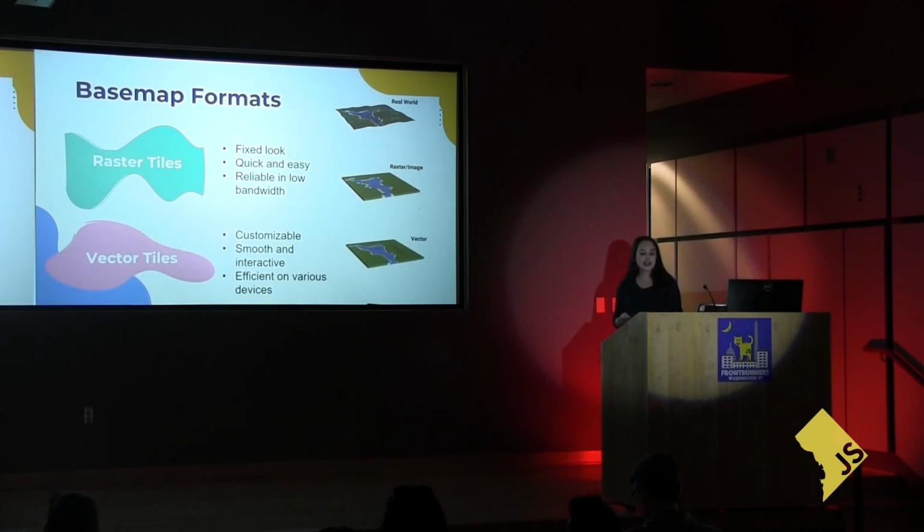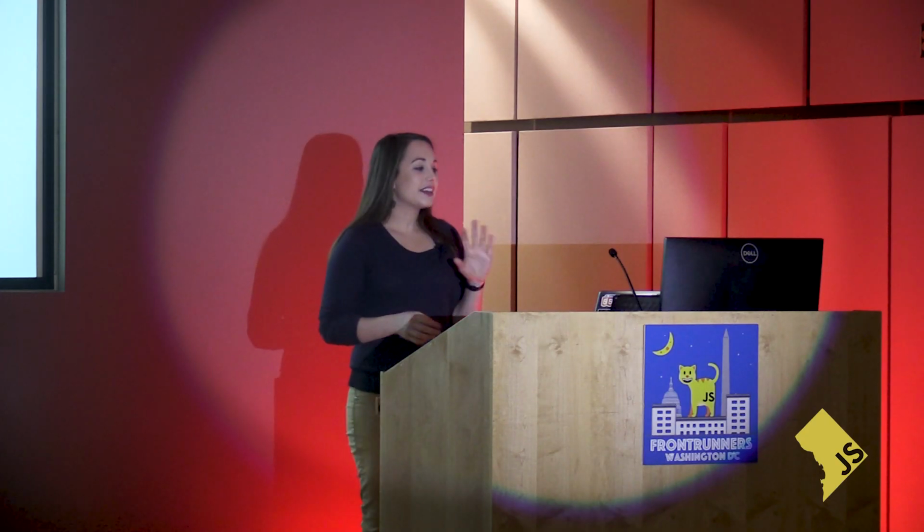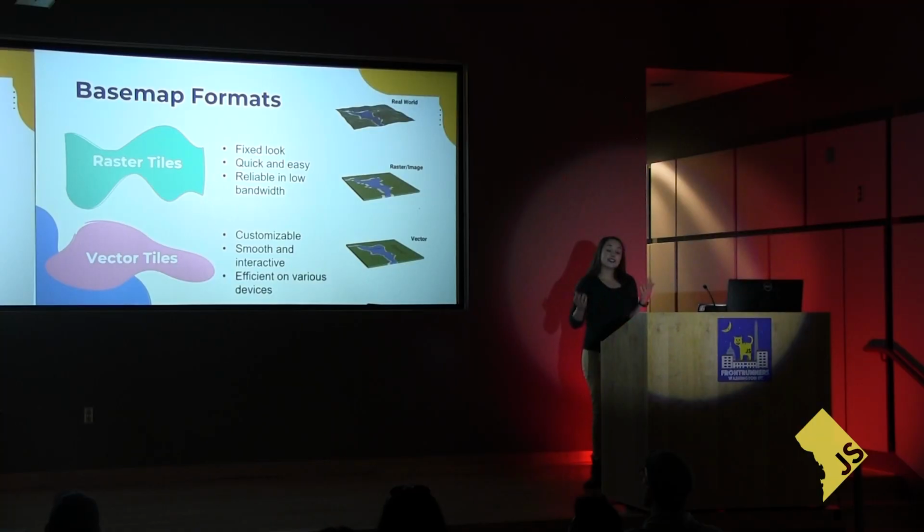Now the second one is vector tiles, and these are much more customizable. These are very smooth. They allow for nice interactive experiences for the user. They're very efficient on all sorts of different devices. And you can have a lot of fun with them. Since they are customizable, you can change all the icons. They're not just still images. You can change basically anything you want about them. There's different editors out there that allow you to change the font style, the size of roads, or whatever it may be.